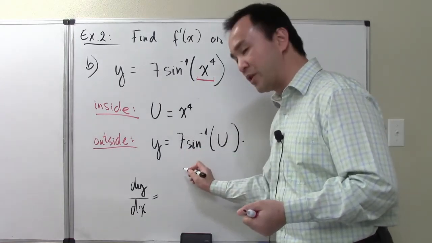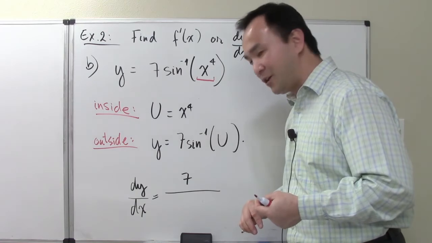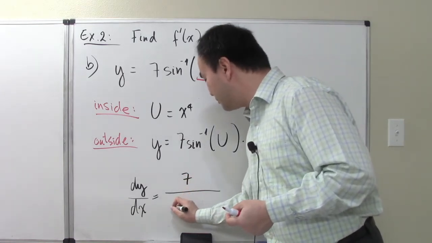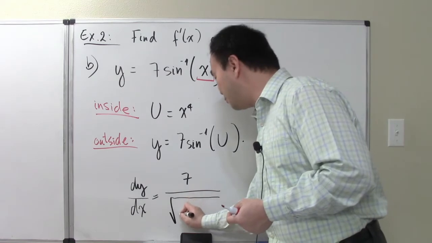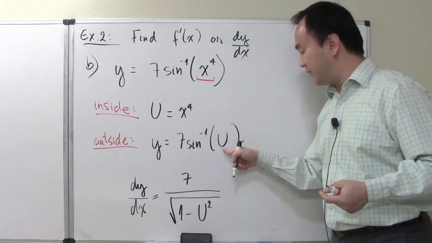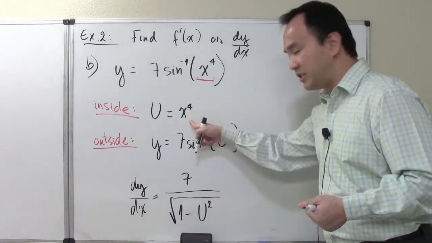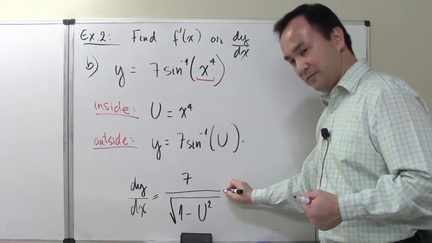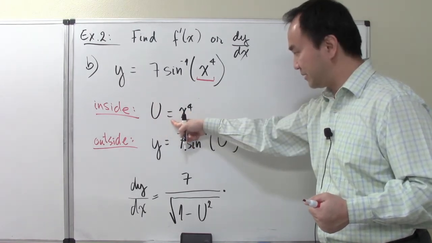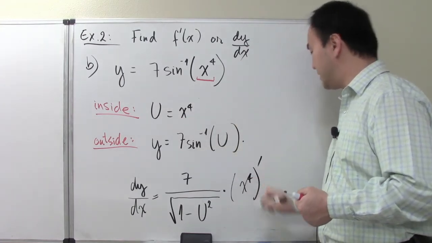So putting it all together, the derivative of the outside is 7 over, as we just learned in the earlier part of our video lesson about how to find the derivative of sine inverse, 7 over the positive square root of 1 minus u squared. And for now, allow me again to use the outside variable, the big variable, because that's the variable that substituted the x to the fourth away. And then chain rule says we have to multiply with the derivative of the inside. The inside here, look right at that u, u substituted for x to the fourth. So that means now I'm going to take the derivative of x to the fourth.